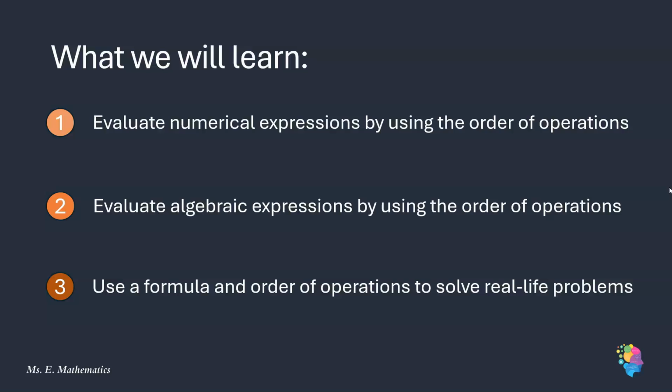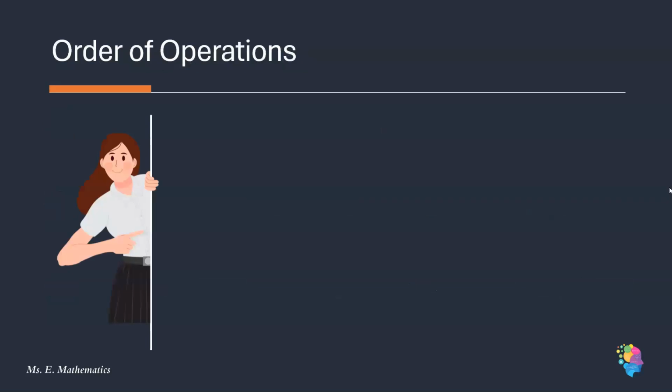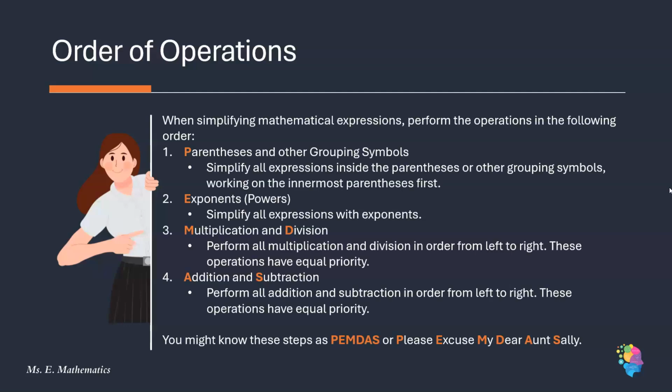Let's start with the definitions. So what exactly are the order of operations? Well, you might have seen these already. When we simplify a mathematical expression, we perform operations in the following order so that we all get the same answer. We do parentheses and any other grouping symbols first. Then we do exponents or powers. Then we multiply and divide, and then add or subtract.